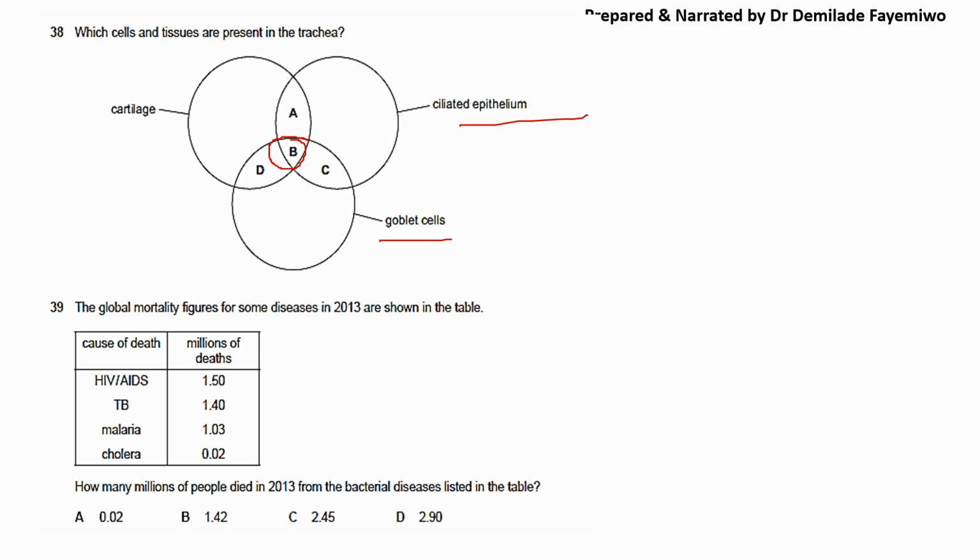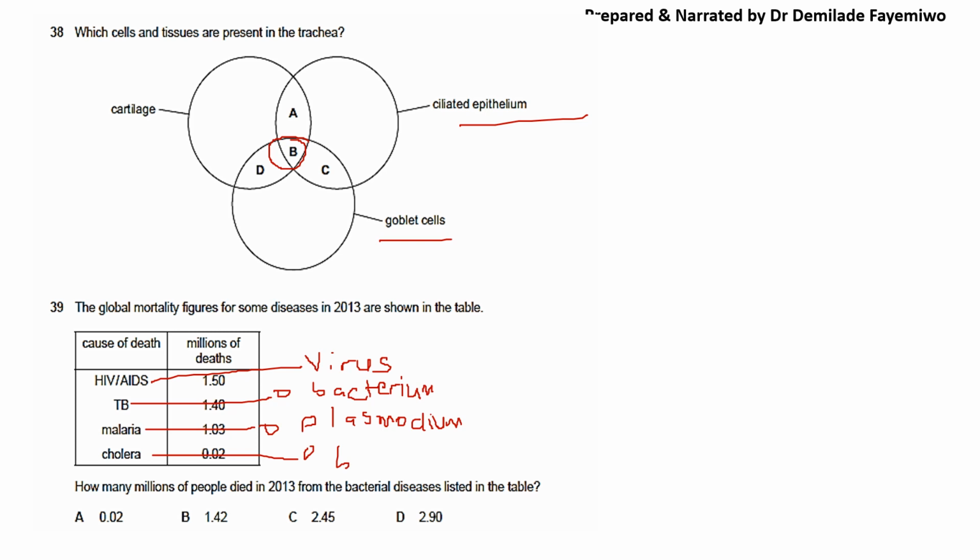So you know that HIV/AIDS is caused by a virus. At least I hope everyone knows that by now. Tuberculosis is caused by a bacterium called Mycobacterium tuberculosis, and malaria is caused by a protoctist called Plasmodium, and cholera is also caused by a bacterium called Vibrio cholerae. So this is also another bacterium.